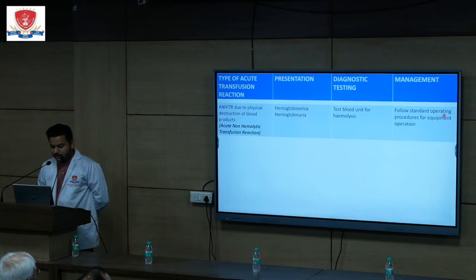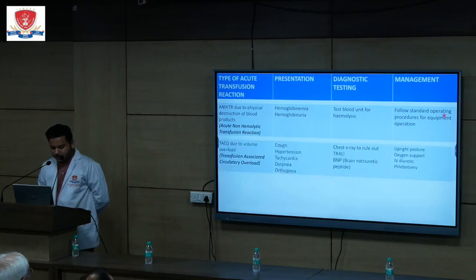Its diagnosis is testing blood units for hemolysis, and management includes following standard operating procedures for equipment operation. Then we have TACO, transfusion-associated circulatory overload, in which we see cough, hypertension, tachycardia, dyspnea, and orthopnea. In chest X-ray, we see bilateral pulmonary edema, and then we have increased BNP, that is brain natriuretic peptides.